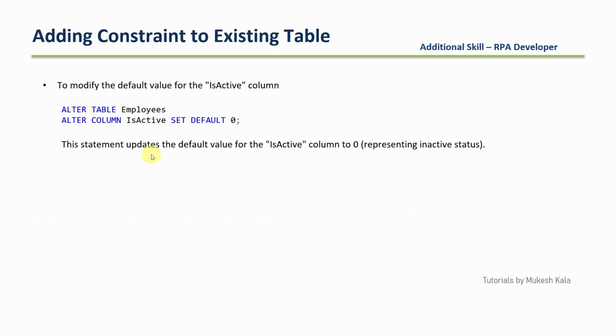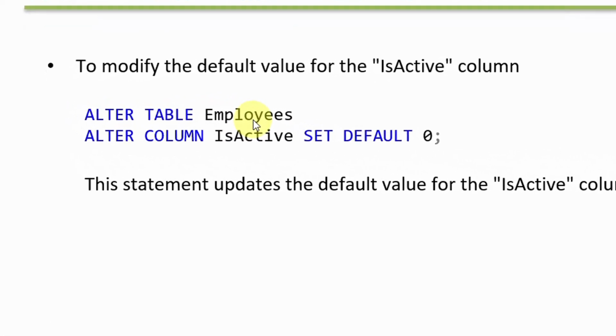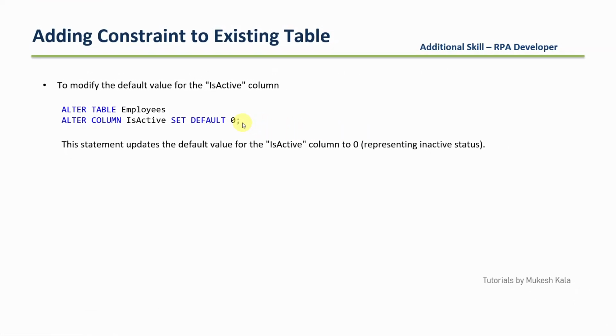How can you do that? Alter table employees, which means alter the table whose name is employee, then you simply mention alter the column, which is the column name is active, and set default to 0. That's it, right? This statement will update the default value for the is active column to 0, representing an inactive status. So we can add the constraint to existing tables as well.